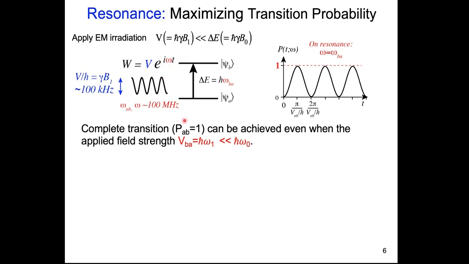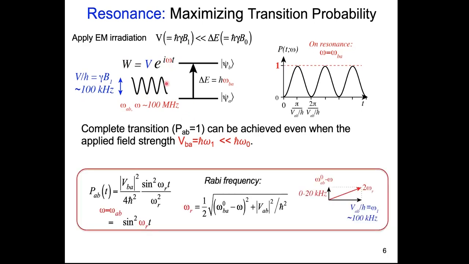Based on perturbation theory, we know that you can actually achieve complete transition from the ground state to the excited state, even when your perturbation strength V is much, much smaller than the energy gap, h bar omega 0, and that complete transition, all the way pumping to 100% in the upper excited state, occurs when you match the frequency of the irradiation omega with the transition frequency, the Bohr frequency.